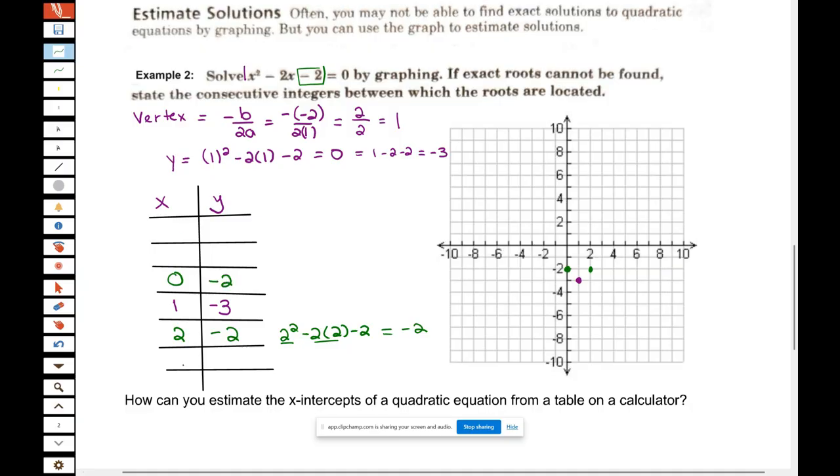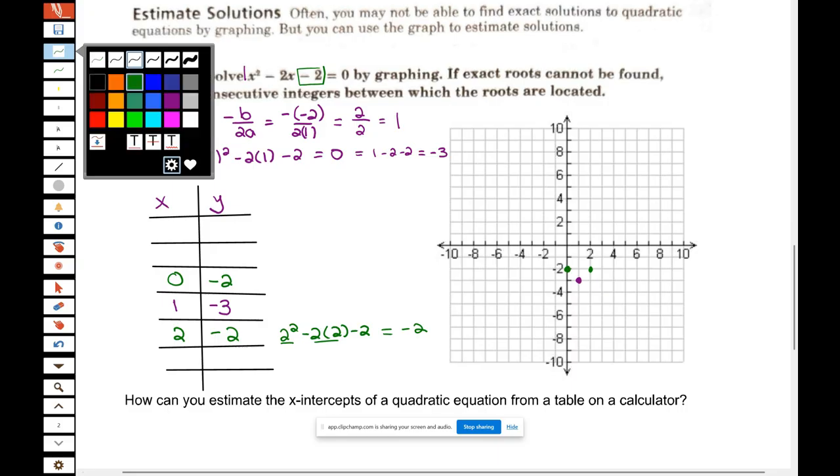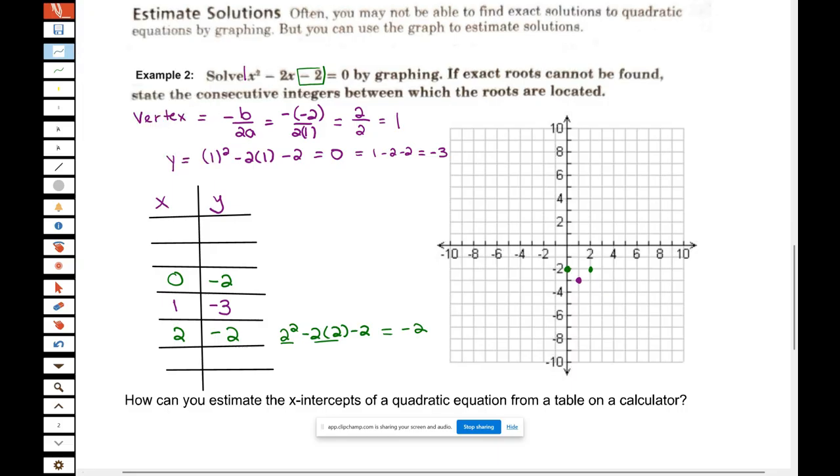I'm making it so my x values are sequential because we need that for what we're doing here. All right, getting close. Now I need to put in 3. 3 squared minus 2 times 3 minus 2 is 9 minus 6 minus 2, which is 9 minus 8, which is 1. So at 3, it's 1. Which means at -1, it is also 1.